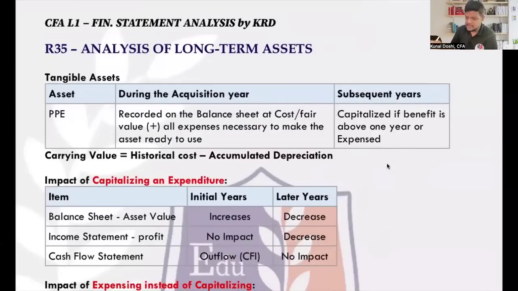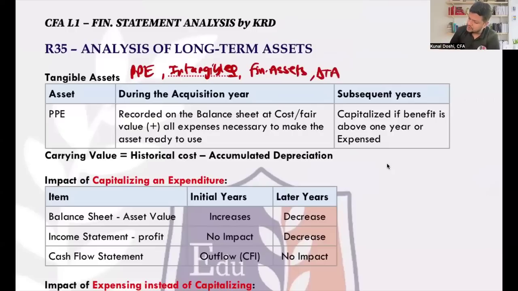Well, you have tangibles like property, plant, equipment, correct? Then you have intangibles. We are going to discuss intangibles: copyright, patent, trademark, franchise, and goodwill, correct? Then you have financial assets, which includes investment in other companies' debt and equity for the long term. And then you have deferred tax assets also.